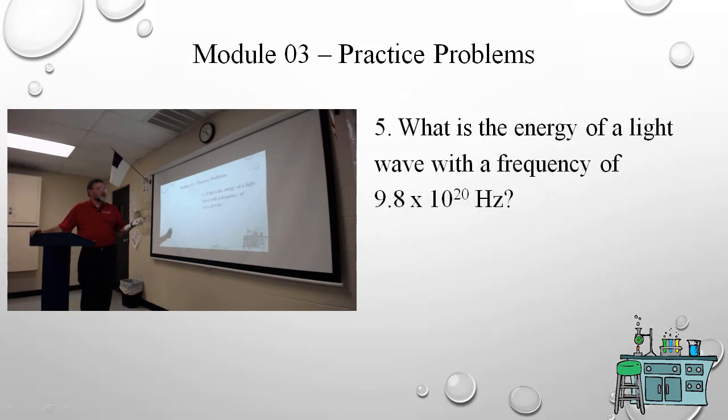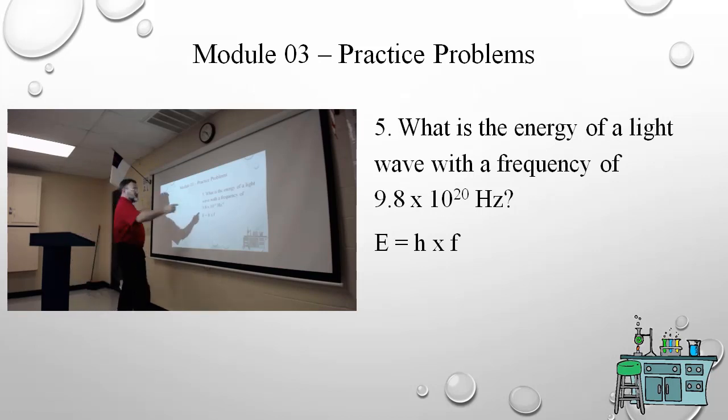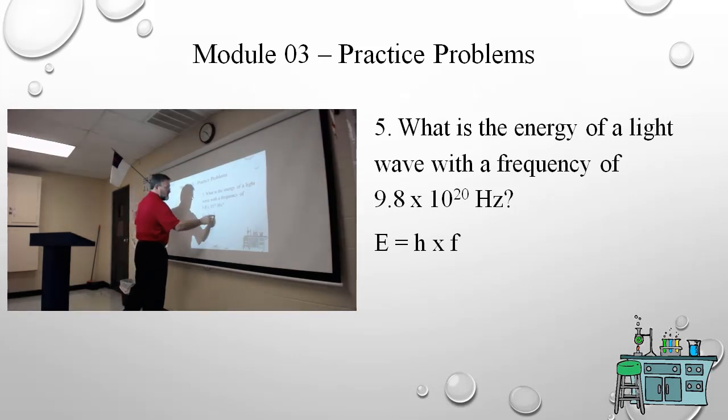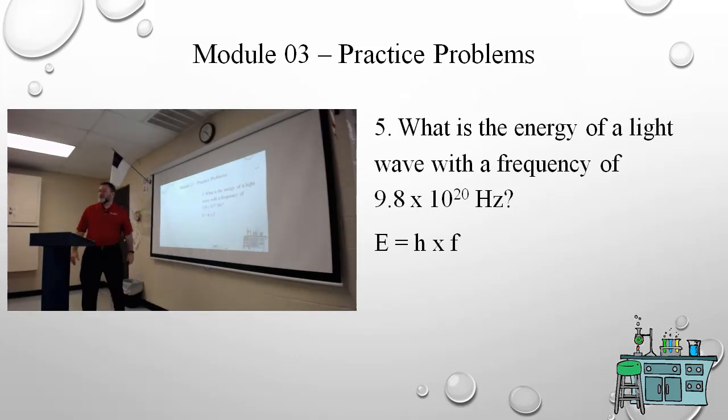What's the energy of a light wave with a frequency of 9.8 times 10 to the 20th hertz? Okay, and our first step in doing this process, we're going to find the energy, right? How do we figure out the energy? Go ahead. Use the formula E equals Planck's constant times the frequency. Right. We're going to be given the constant. We've just been given the frequency, so we have everything we need to solve for the energy. Energy equals H times F.